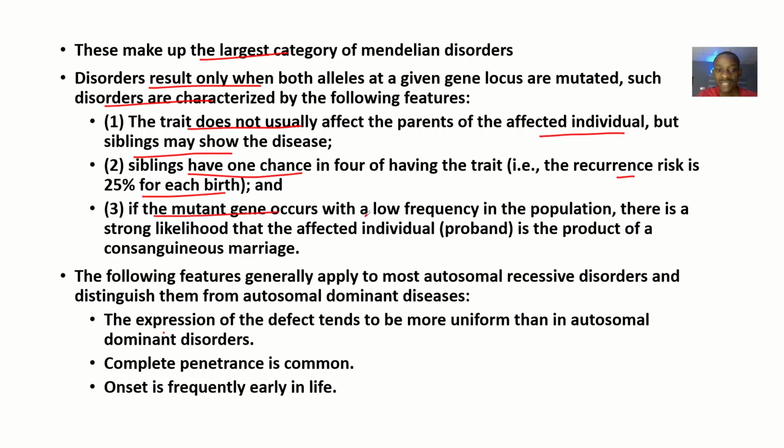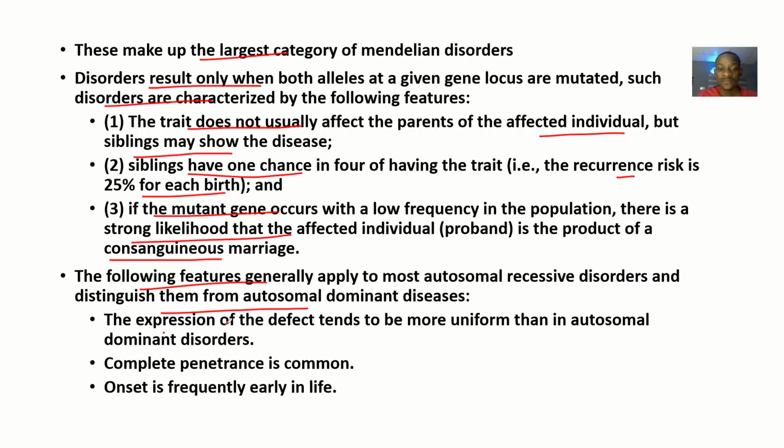So now, if the mutant gene occurs with a low frequency in the population, there's a strong likelihood that the affected individual, the proband, is a product of what? Consanguineous marriage. The following features generally apply to most autosomal recessive disorders and actually distinguish them from autosomal dominant disease. You know the autosomal dominant, that one, even if it is just one of your parents that have it, you have it. Do you understand?